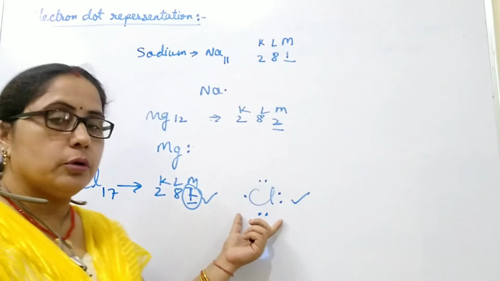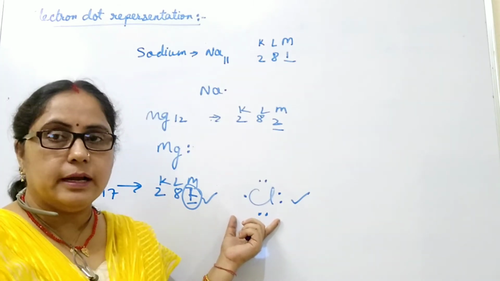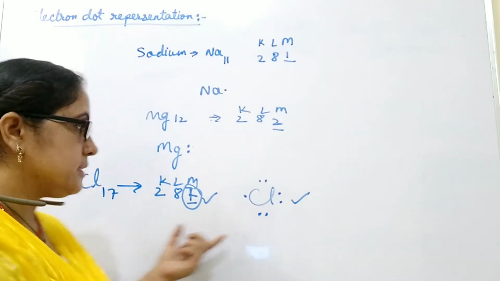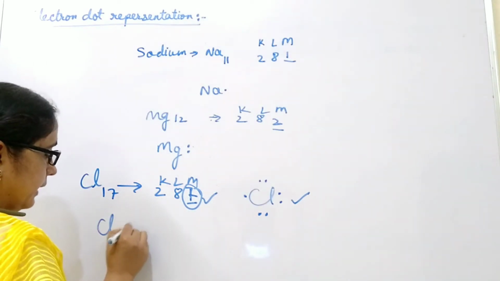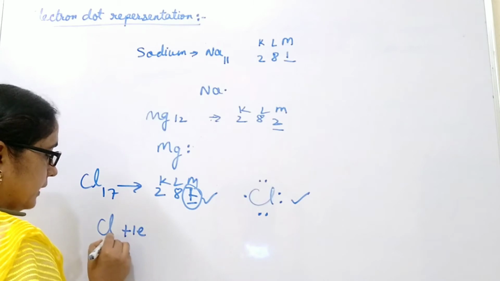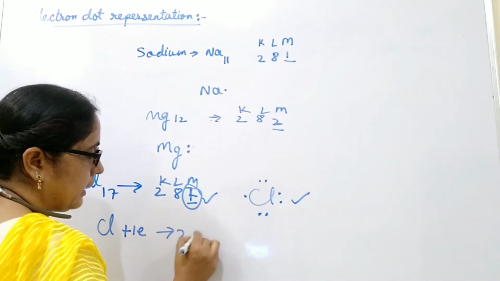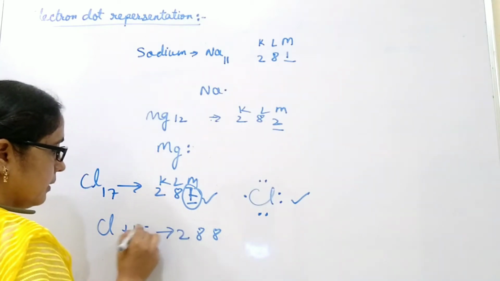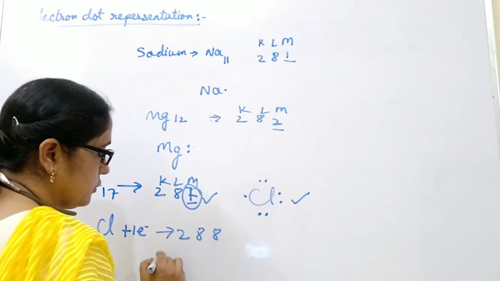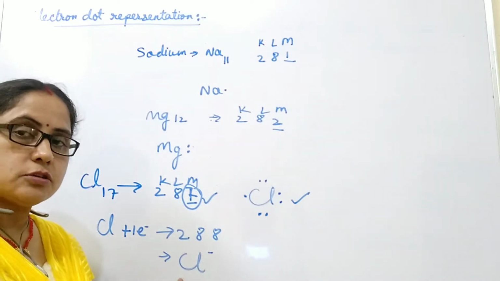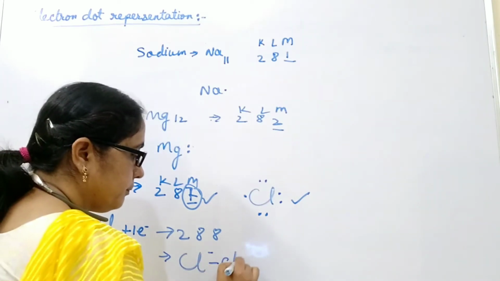But when this chlorine atom gains one electron from another atom, it gets negatively charged. After gaining one electron, it contains 8 electrons in its outermost shell and changes into Cl minus. This is called the chloride ion.